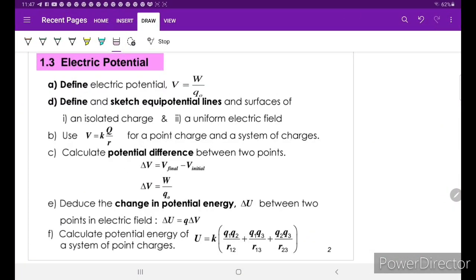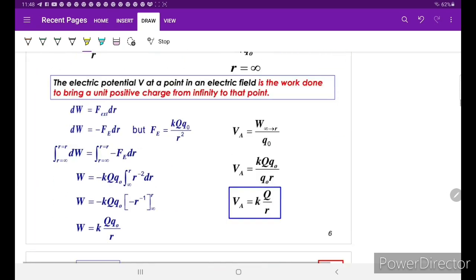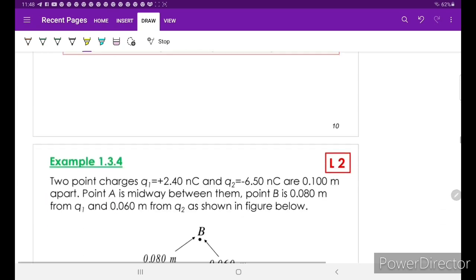Guys, we're still discussing subtopic 1.3, electric potential. We continue with point E, deduce the change in potential energy, which is delta U, between 2 points in an electric field, and point F, calculate the potential energy of the system of points. So let us look at our notes from point E.